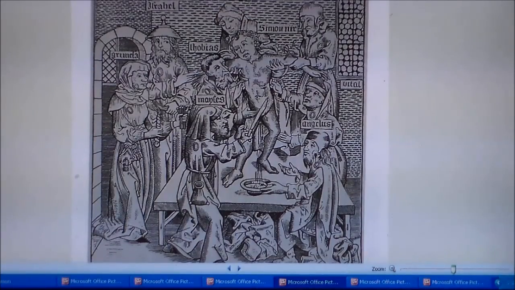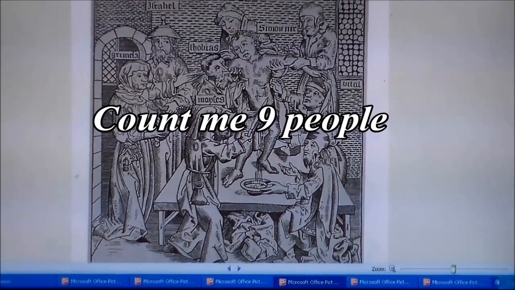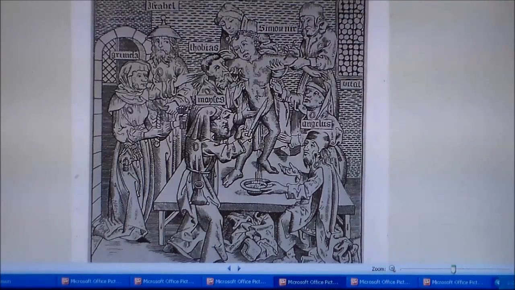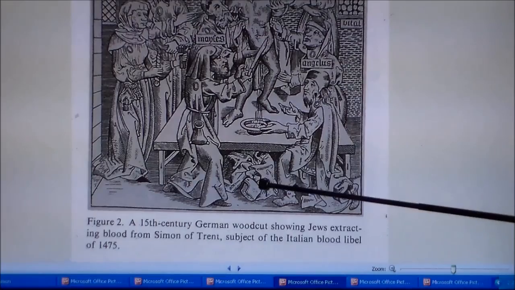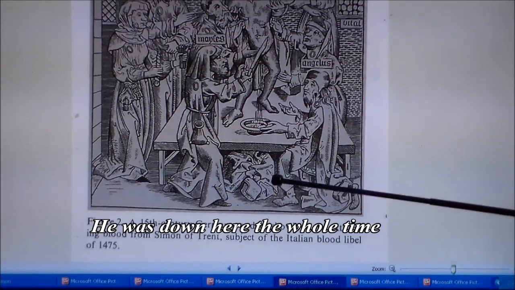All right, now, your eye is playing a trick on you. Now, I want you to look at this picture, and I want you to count out 9 people, not including Simon. Where are 9 people? One, 2, 3, 4, 5, 6, 7, 8. Where is number 9? Your eyes may have fooled you. Number 9 is sitting right down here, just looking like a pile of rags.